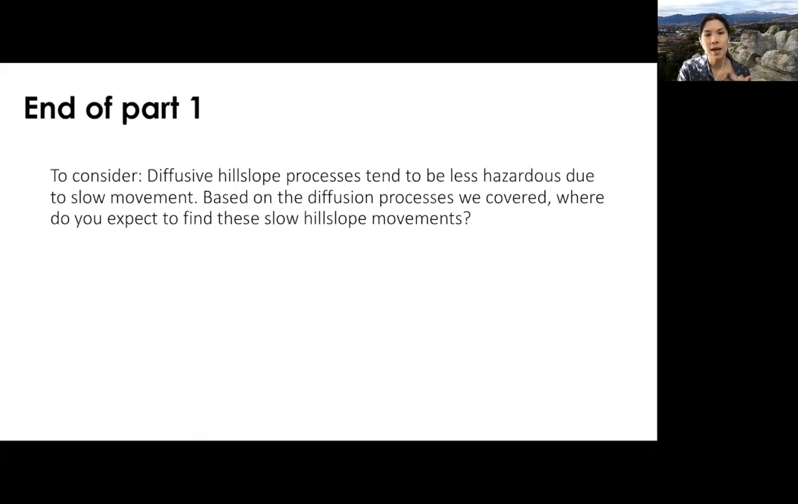All right, so that's the end of part 1. We've talked about diffusive hillslope processes, and we've talked about different ways in which material on hillslopes is formed through weathering. So as we end, I'd like you to consider, before you transition to part 2, that diffusive hillslope processes tend to be less hazardous because they tend to be slow moving. Based on the hillslope processes that we just covered, where in the world would you expect to find these slower movements? We're going to contrast this in the second part by thinking about where we would expect to find fast hillslope movements.